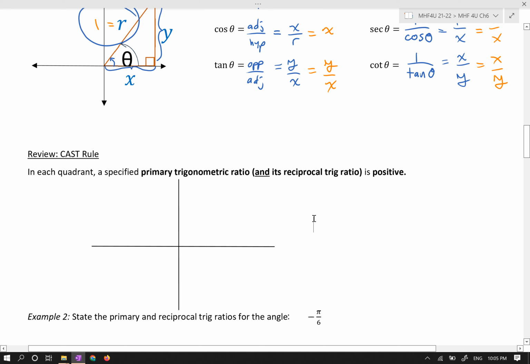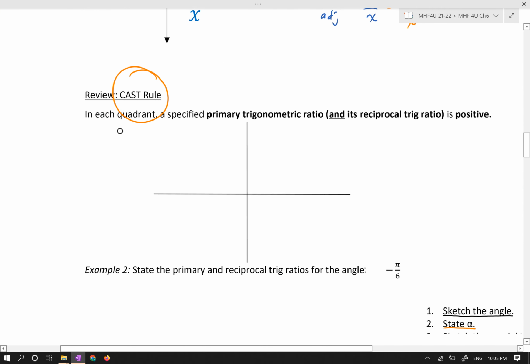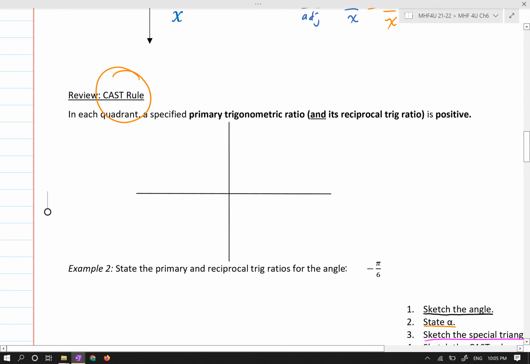Fantastic. So here, we're going to look at our CAST rule. Now, it's review. I know you learned your CAST rule in grade 11. In grade 11, you explored the why of the CAST rule. Why are certain ratios positive in certain quadrants? We're not going to take time in this class to cover that because you've already learned it. If you're curious about it, I will be able to point you in the direction of a video, so just reach out and ask me.